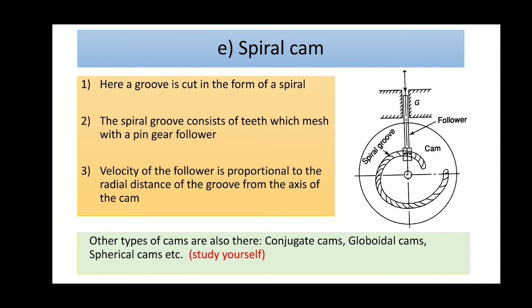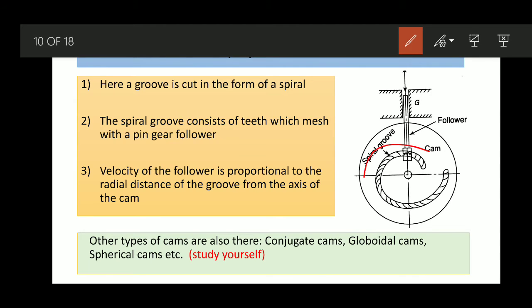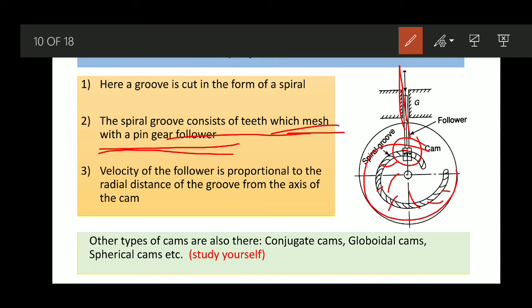Also, we can have spiral cam, as is evident from the figure. Here a groove is cut in the form of a spiral. This is the spiral groove. The spiral groove consists of teeth which are in mesh with a pin gear, and that pin gear is nothing but the follower. It acts as the follower. So in this groove where spiral teeth are cut, the follower will be a pin gear follower, meshed with it, and the velocity of the follower is proportional to the radial distance of the groove from the axis of the cam.